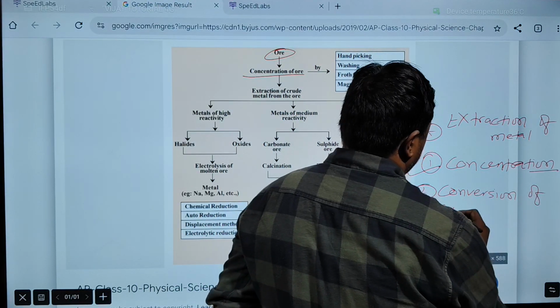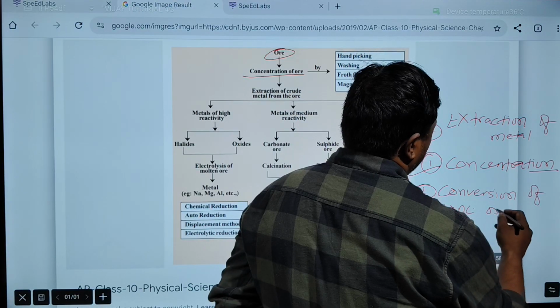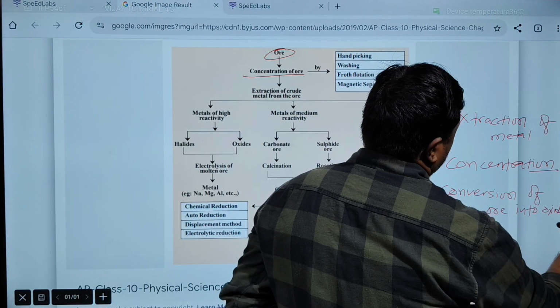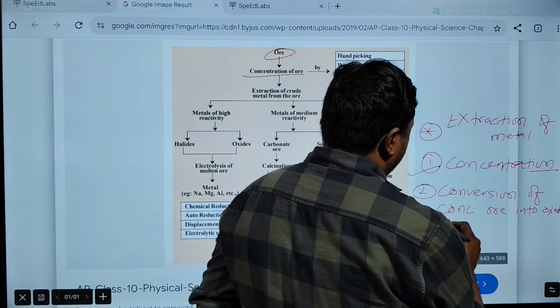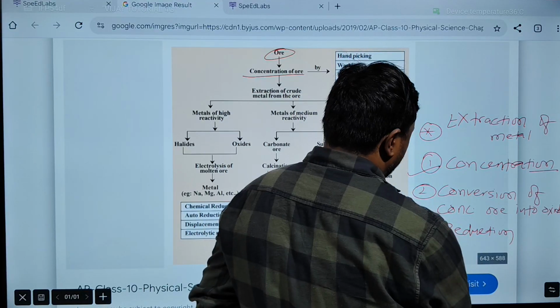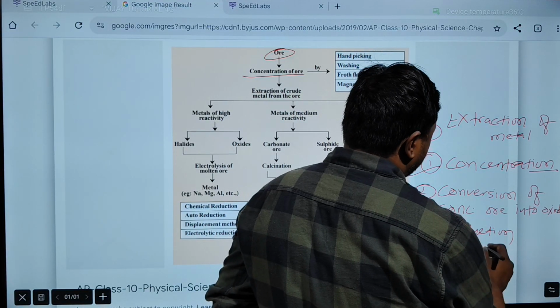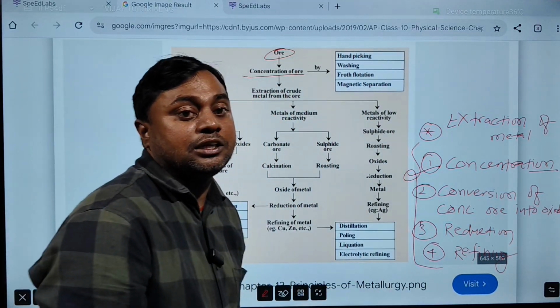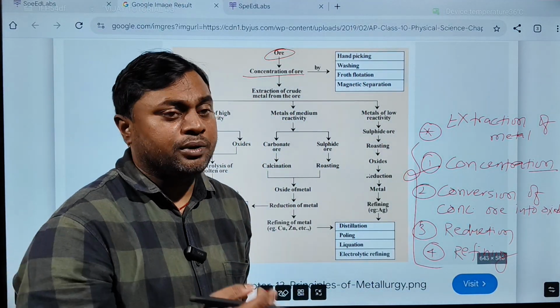Conversion of concentrated ore into oxide. The third one is reduction of metal oxide into metal, the reduction process. And the fourth one is refining. We are going to discuss them one by one, not an issue. Just remember these four general steps for the extraction of metal.